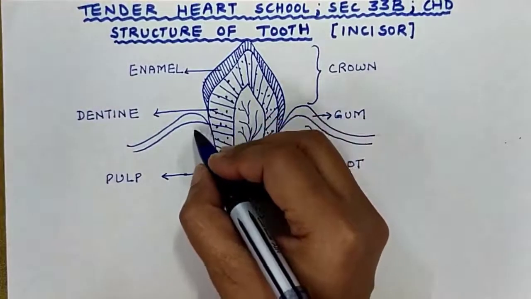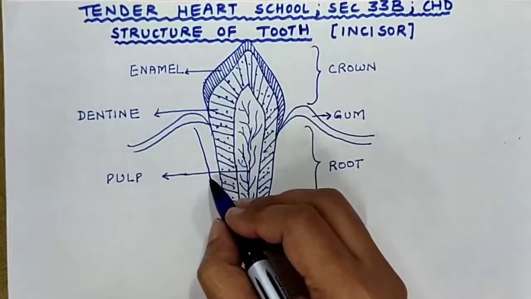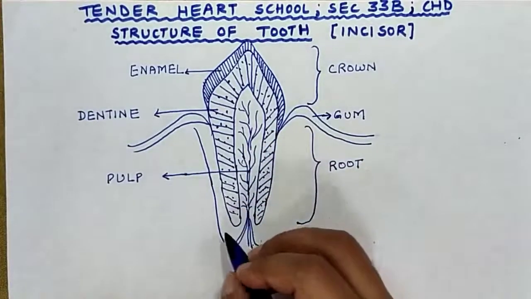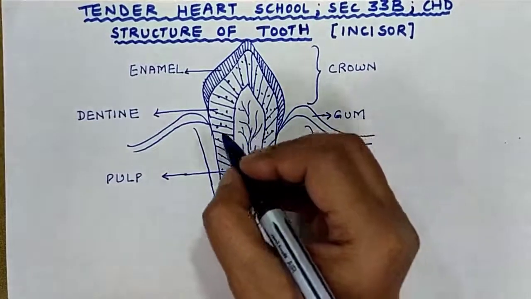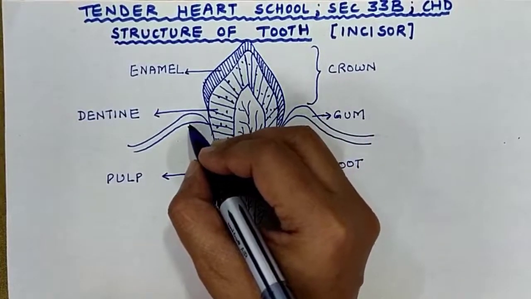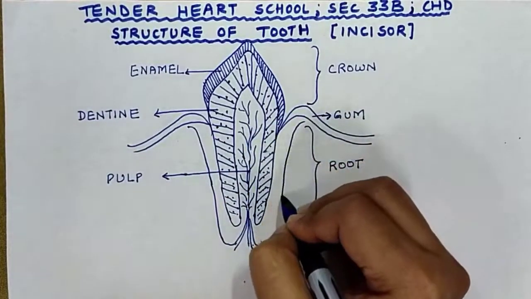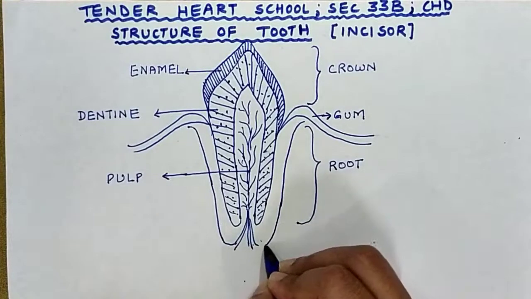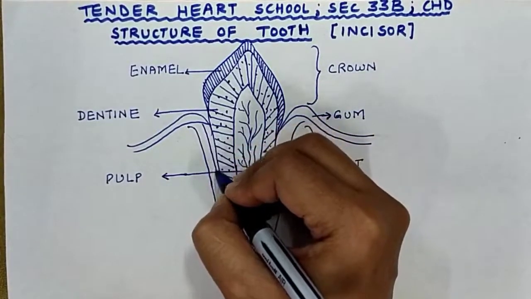Now, fixing the tooth in position. The tooth is not moving inside our mouth. It is fixed in its position, right? So, it is because of the presence of the cement, right? There is a tissue, and let us just draw it.